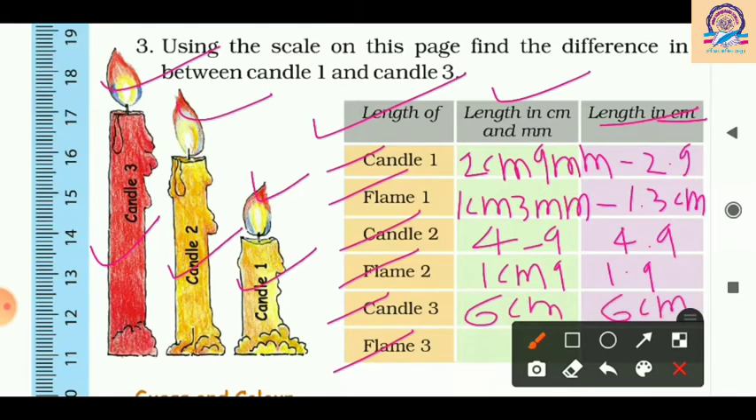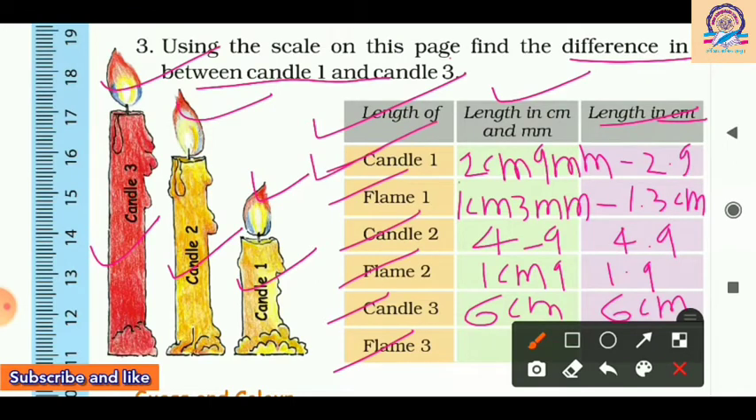Come to the previous question, difference of length between candle 1 and candle number 3. Here the length of candle 1 is 2 centimeter and 9 millimeter, or in decimal you can write 2.9, and candle 3 is 6 centimeter length. So let's subtract it. In two ways you can subtract: in centimeter and millimeter form, or in decimal form.